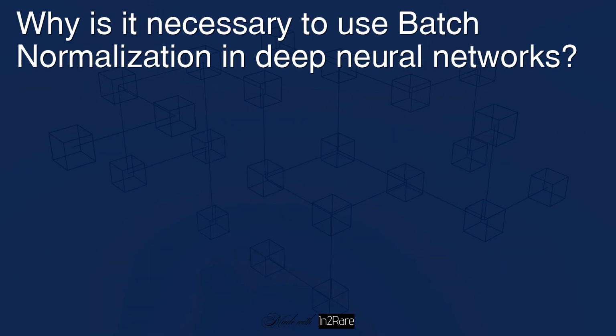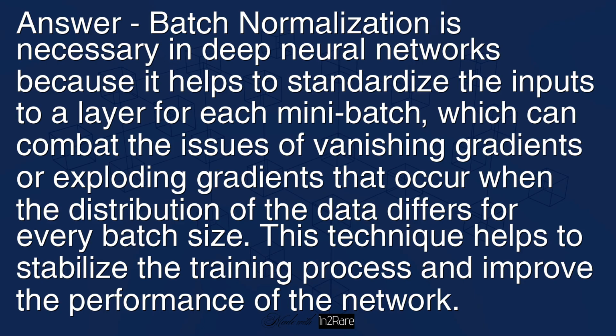Why is it necessary to use batch normalization in deep neural networks? Answer: batch normalization is necessary in deep neural networks because it helps to standardize the inputs to a layer for each mini batch, which can combat the issues of vanishing gradients or exploding gradients that occur when the distribution of the data differs for every batch size. This technique helps to stabilize the training process and improve the performance of the network.